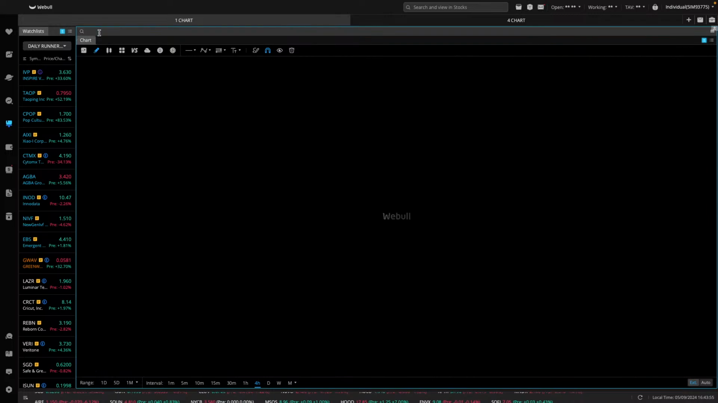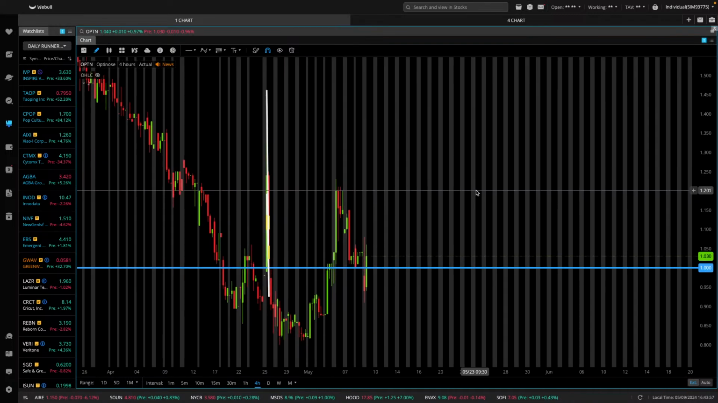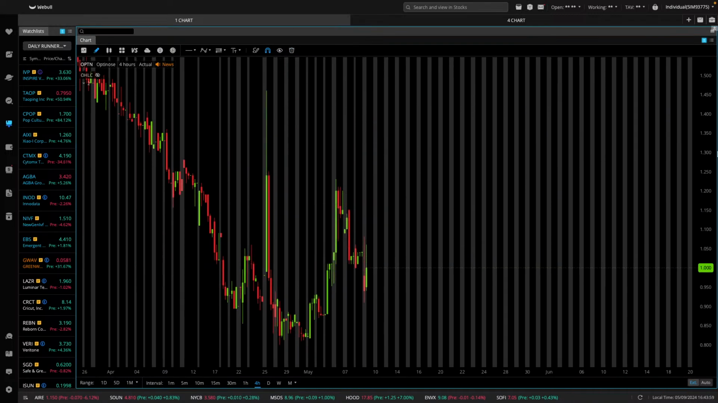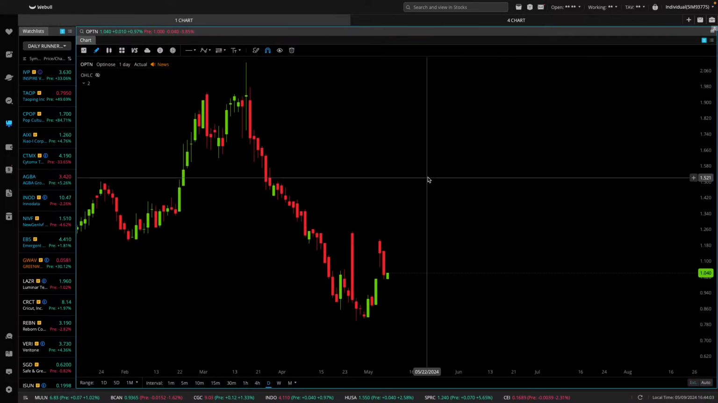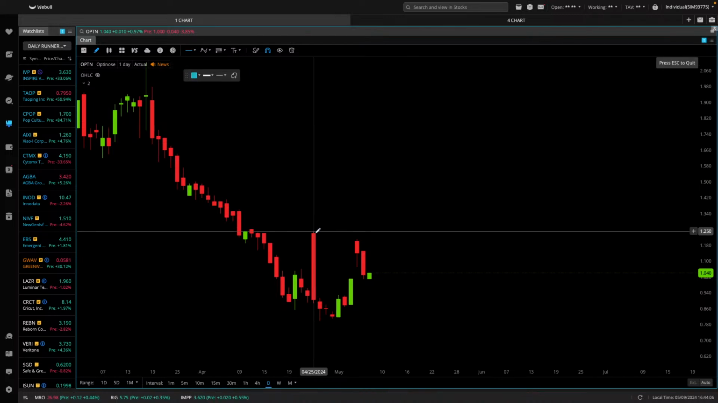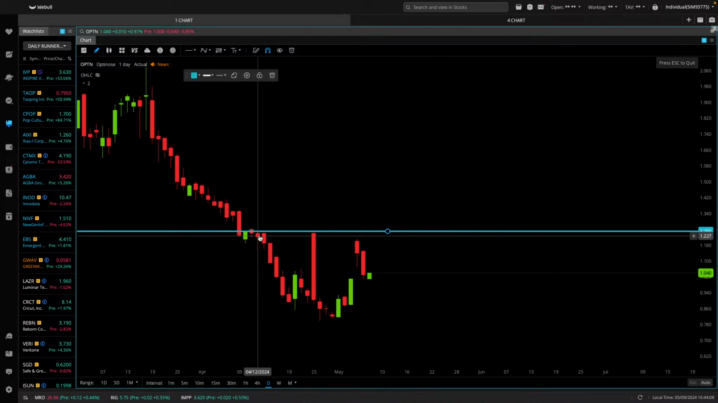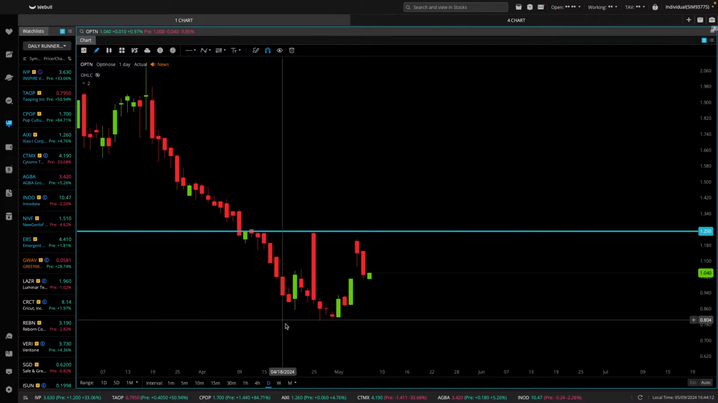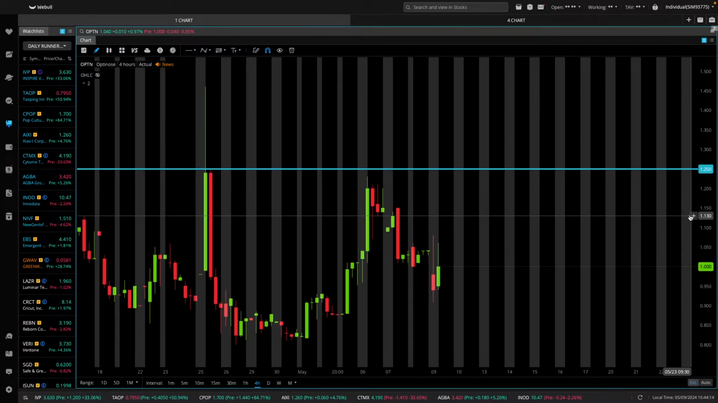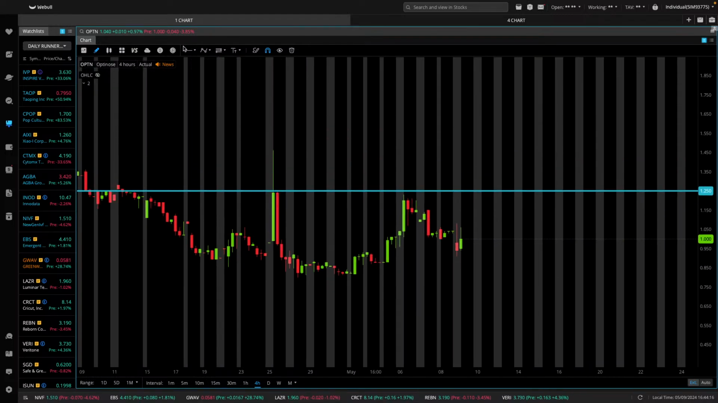OPTN. So OPTN doesn't look too great. I'll go to the daily chart. Let me see. Yeah, the daily chart is all over the place. I would mark this as a resistance because we've had previous support that became resistance, and now it's around there. The 4-hour doesn't look great at the moment.